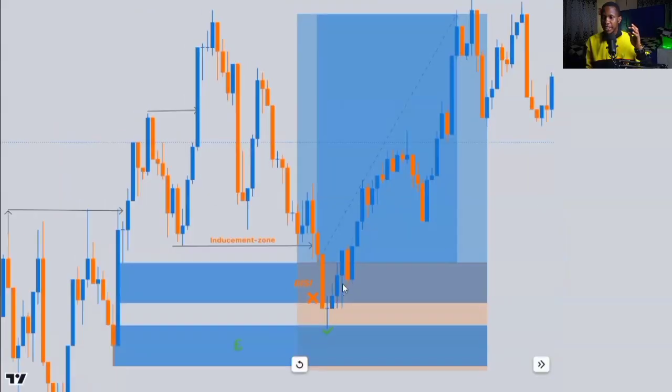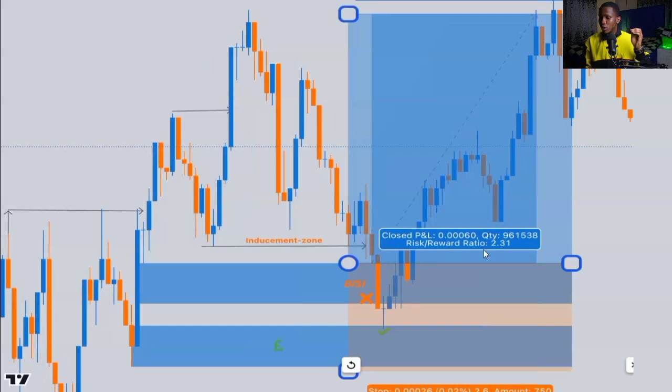Can you see how markets move wholesomely to our desired direction? This will affect your risk to reward ratio, guys, but it will actually improve your win rate and reduce your drawdown levels in the market.